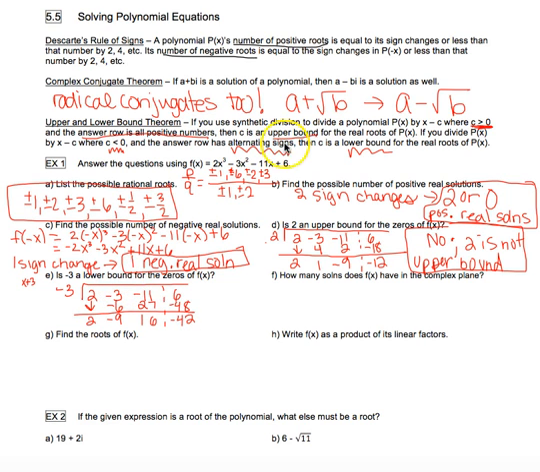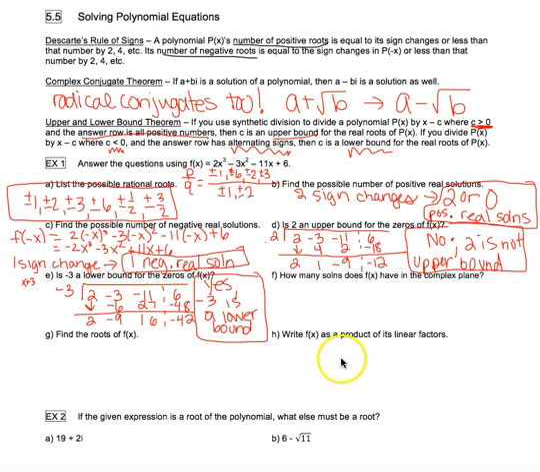So lower bound, right here it says, we know C is less than 0. Yes, -3 is less than 0. We need the answer row to have alternating signs. That means it goes from negative to positive to negative to positive, or vice versa. So positive, negative, positive, negative. So this is a yes. Yes, -3 is a lower bound. So that means that there are no real solutions that are below -3 on the number line.